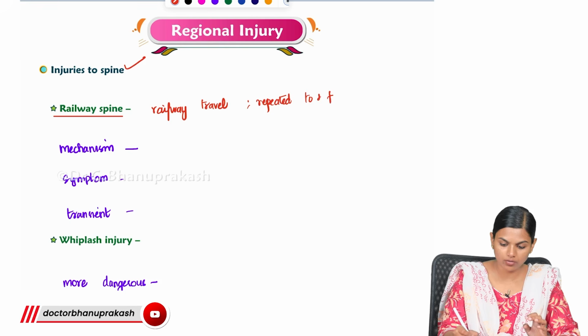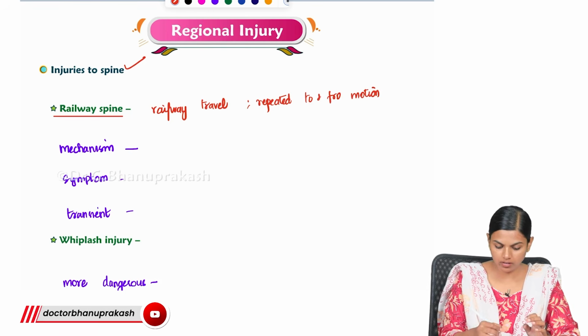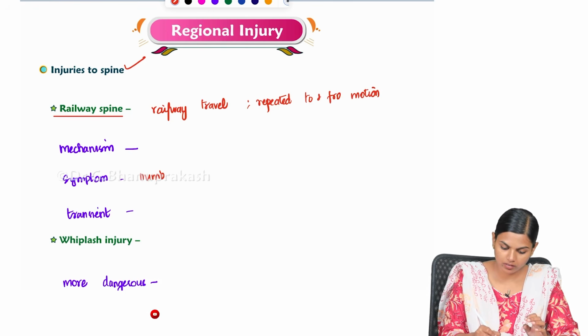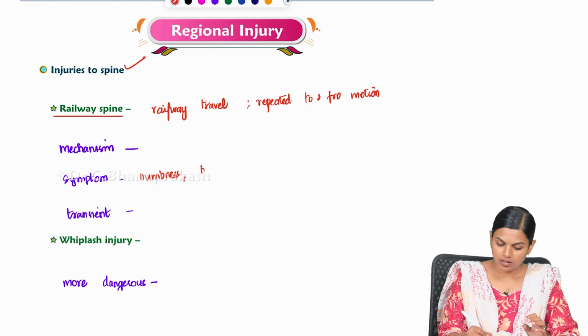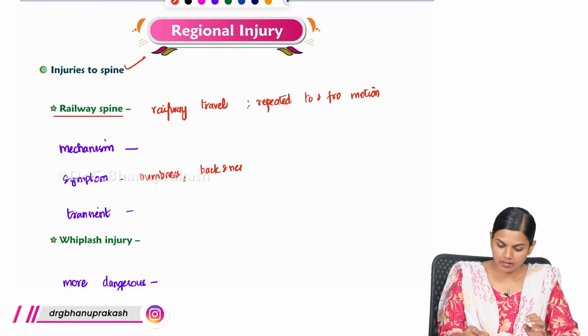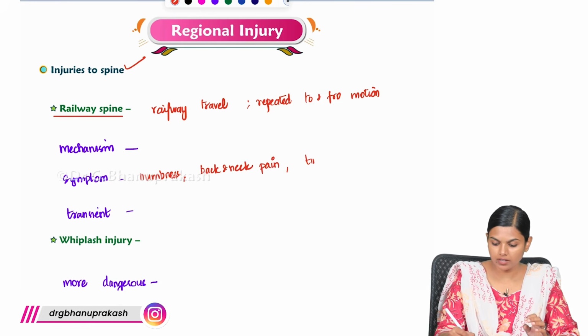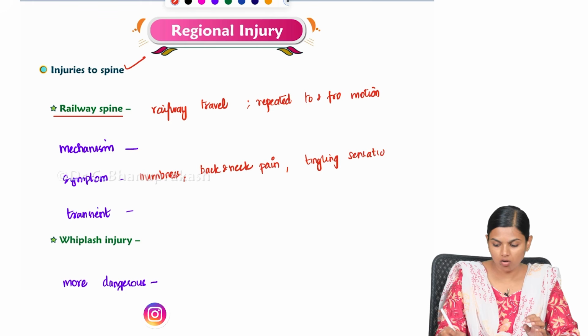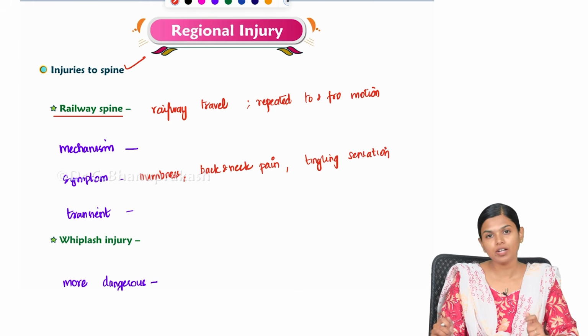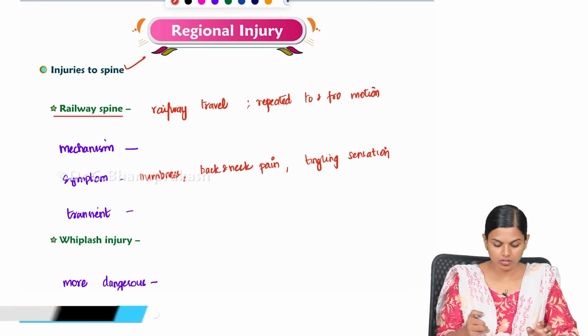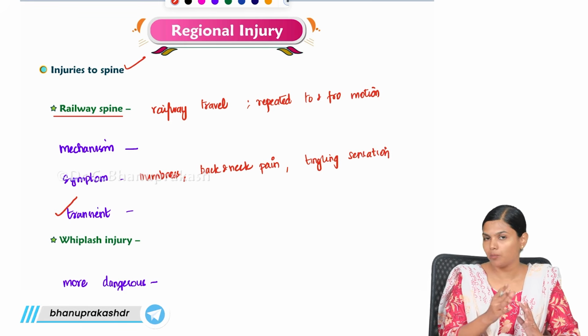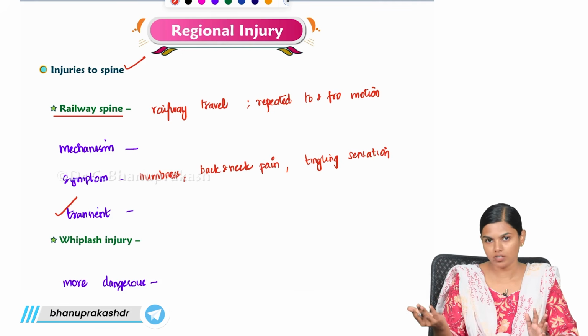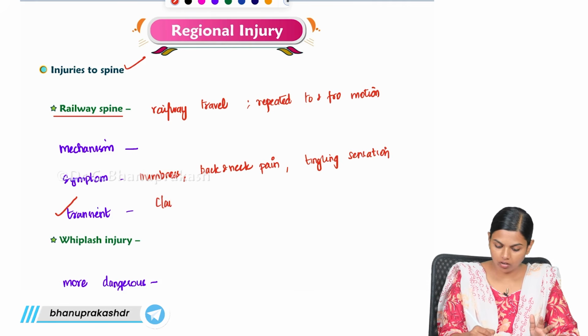And because of this repeated to and fro motion, they experienced some numbness, back and neck pain, and they even had a tingling sensation. All these symptoms were experienced by the frequent travelers, and it was very transient. It would happen for some time and go away after some time, and they claimed compensation.